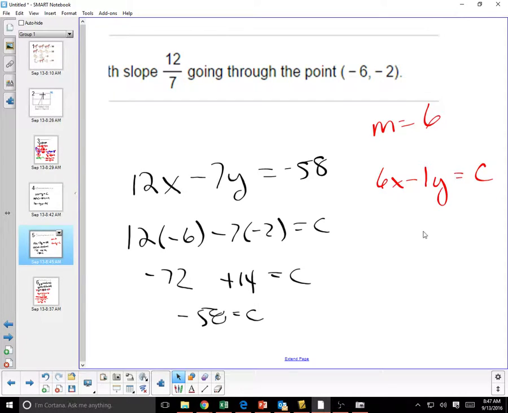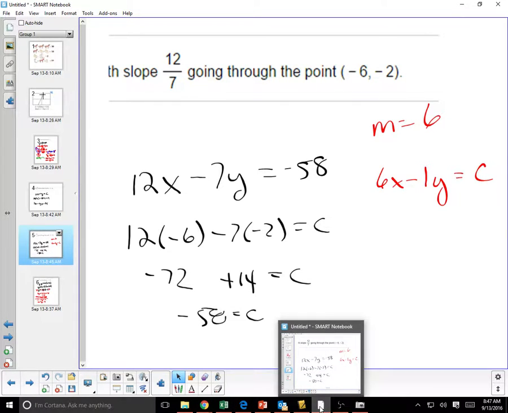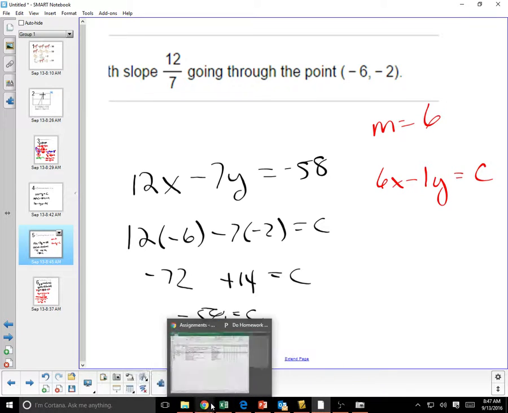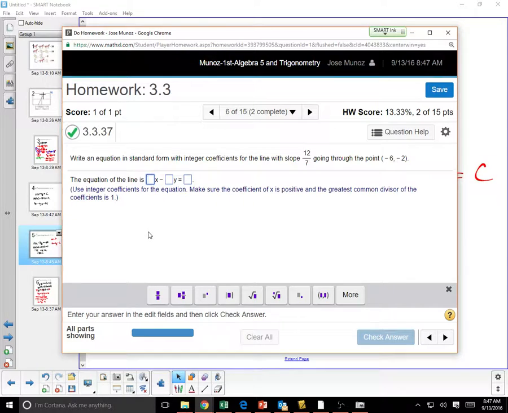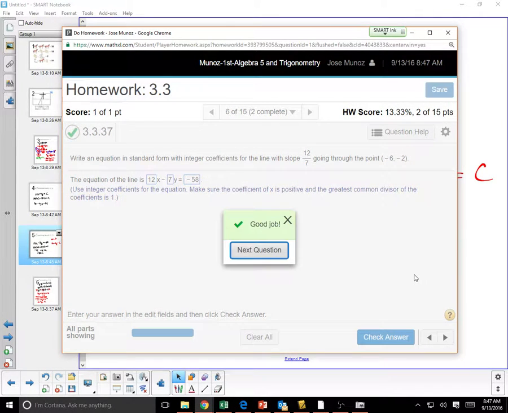Told you. He did it. Dang, Corbin just schooled all of us. Yeah, he did. Peyton? What were the numbers again? It was 12x minus 7y equals negative 54. No, 58. Bam. Corbin.